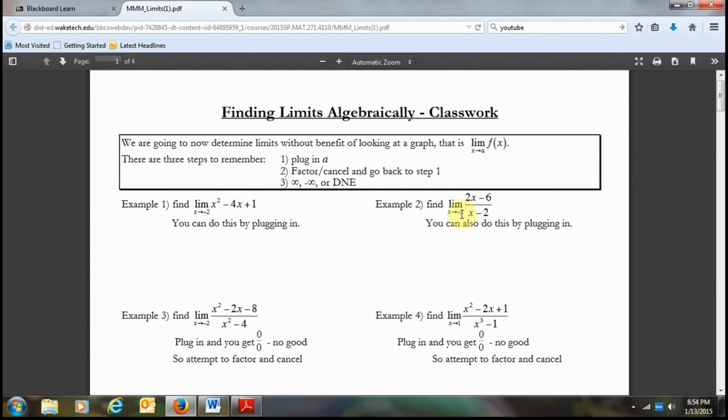On this one, the same thing. I'm plugging in a -2, which will not make that 0 in the bottom. That would be 2 times -2 minus 6 on the top.